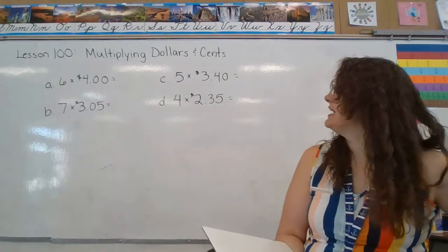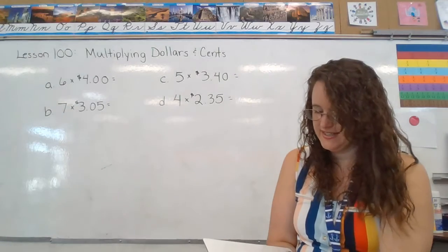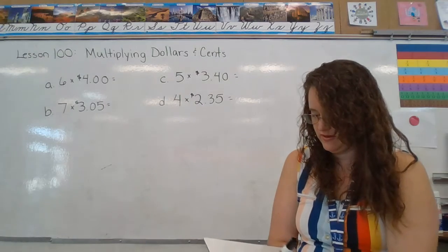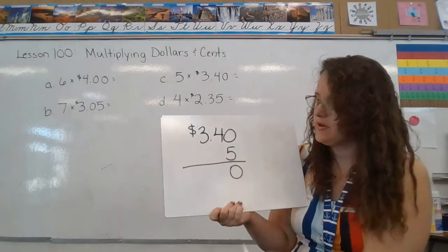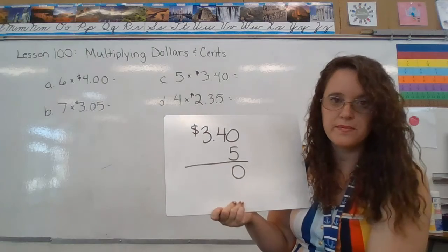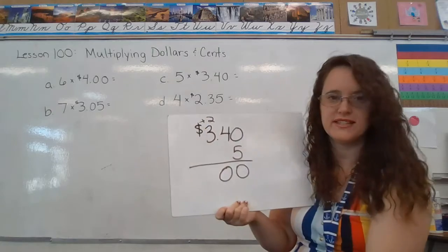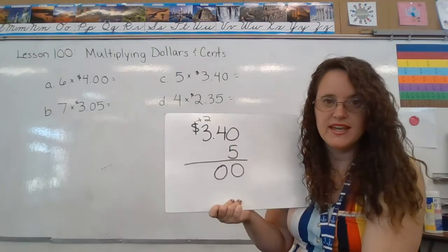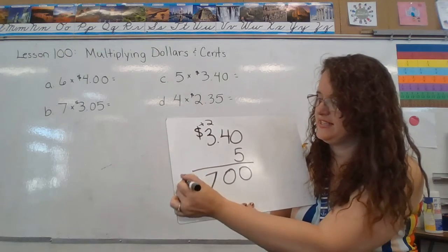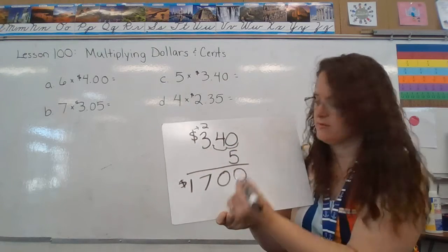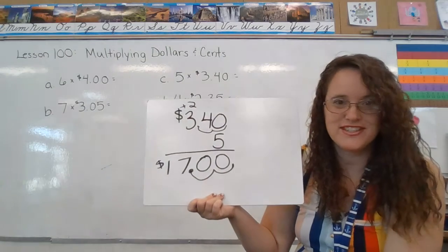Problem C is 5 times $3.40. Let's rewrite that one. And 5 times 0 is 0. 5 times 4 is 20. Put our 0 down there. Carry the plus 2. 5 times 3, 15 plus 2, 17, dollar sign, 1, 2 decimal places, so $17 is our answer.